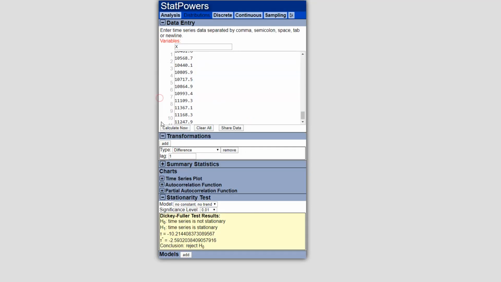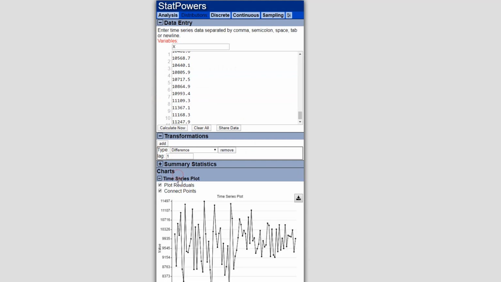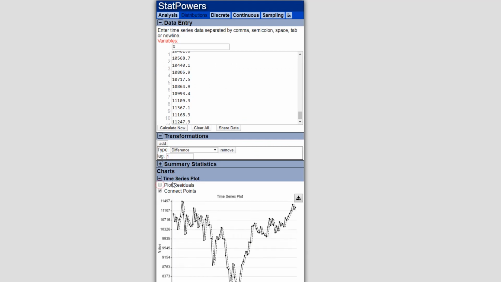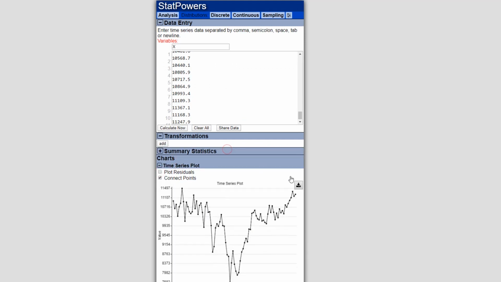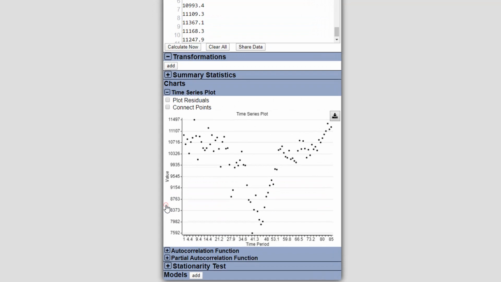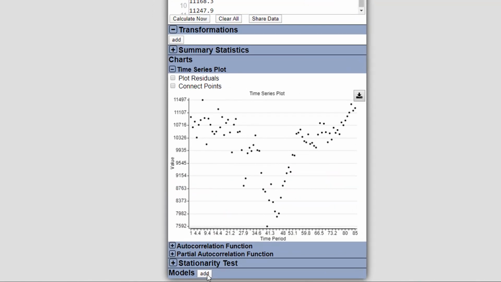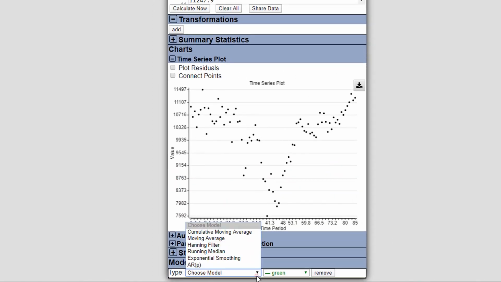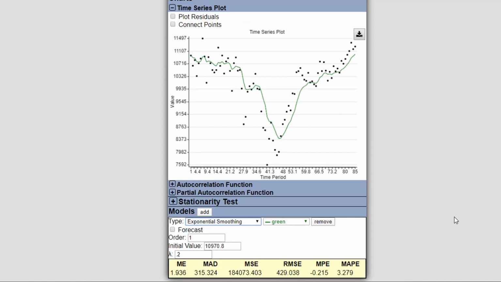Let's talk about another smoothing model. Let's look at our plot, and I'm going to remove that transformation. Okay, and I'm going to not connect the points either. Let's look at another type of smoothing we can do, which is exponential smoothing. There's a couple different features here.